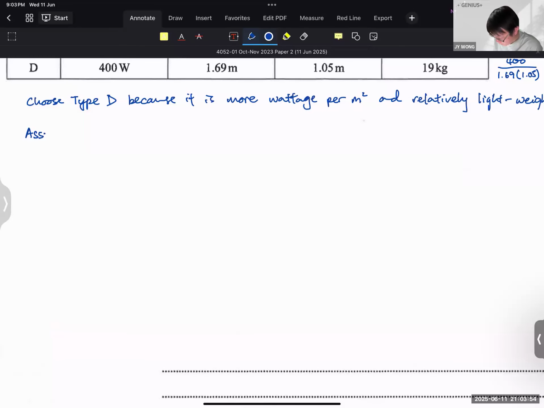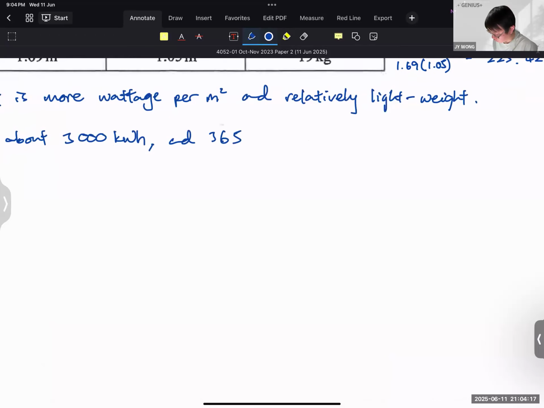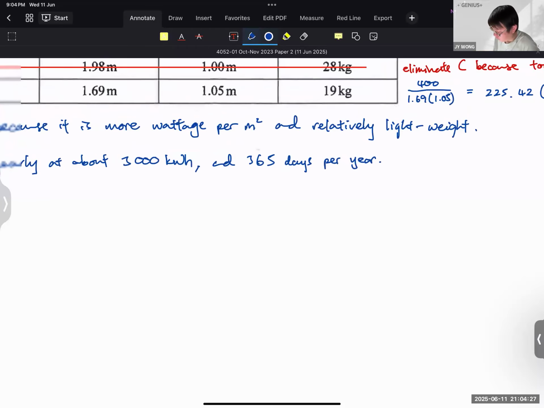So assume yearly usage at about 3,000 kilowatt hours and 365 days per year. You need to assume that it's 365 days per year because there are years with more than 365 days. And that is an assumption that you need to make. Okay?